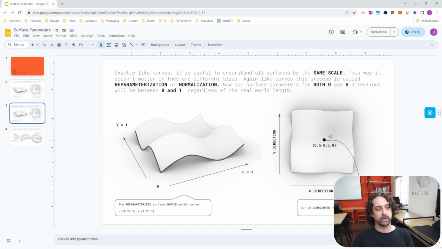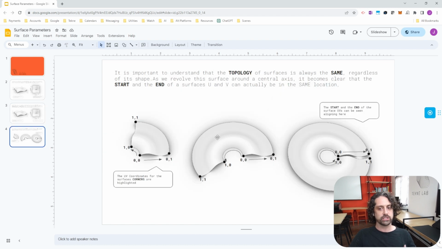We could add a coordinate to this as well. So 0.5, 0.5 will be the precise center of the surface panel. This is important because when we use normalized geometry, we can understand any surface to be between 0 and 1. So even this radial surface could still be understood to be a rectangle. If we slowly rotate this around, we understand this as a rectangle. Obviously, it's still curved, but it's a rectangle. If we keep going, eventually our 0 and 1 points will be in the same location. It's just important to understand that surface topology is the same regardless of the shape of the surface itself.